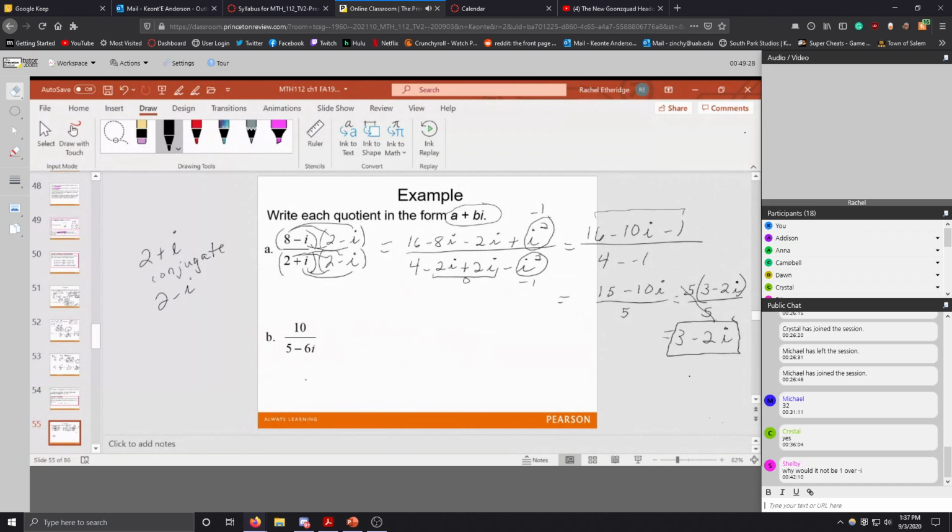Okay, so I want to look at part B here, and this is just a similar example, but I just don't have a binomial term in the numerator, but I do have one in the denominator. So I've got to multiply by something to get rid of that 6i term, or to get rid of the i. So if I take 5 minus 6i, I can get the conjugate of that. I can write 5 plus 6i. That's what I'm going to multiply by.